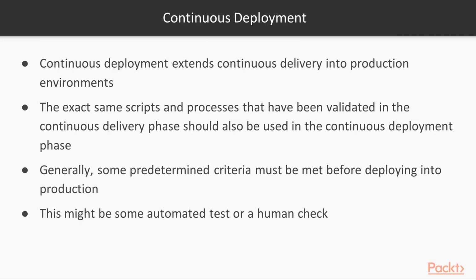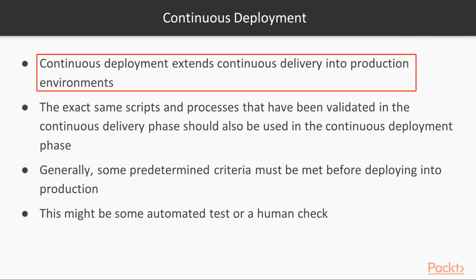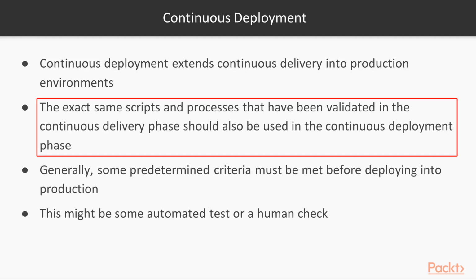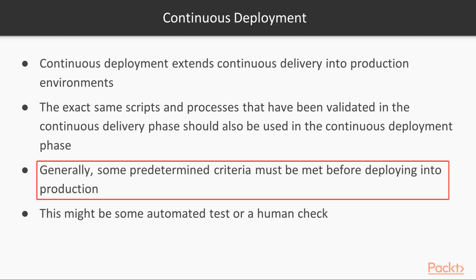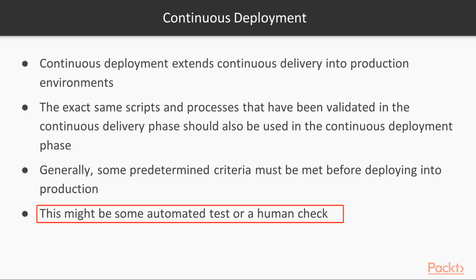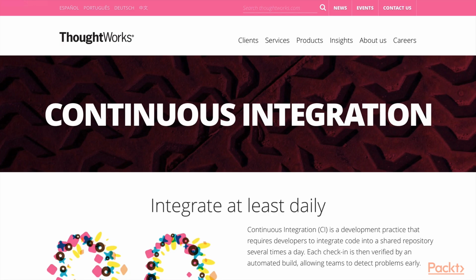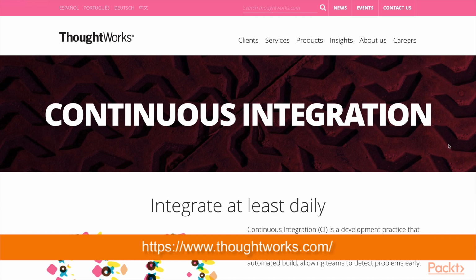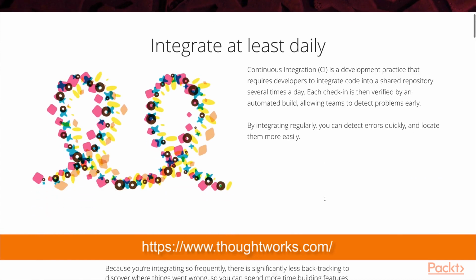Finally, we have continuous deployment. Continuous deployment extends continuous delivery, but this time it deploys into production environments. The exact same scripts and processes that have been validated in the continuous delivery phase should also be used in the continuous deployment phase. Generally speaking, some predetermined criteria must be met before deploying into production. This could be a human check or some form of automation. If you would like more information on continuous integration and continuous deployment, the ThoughtWorks website has a very good article about it.